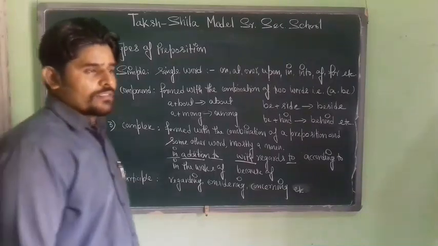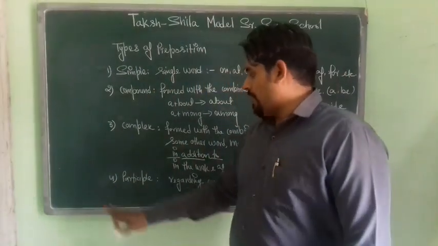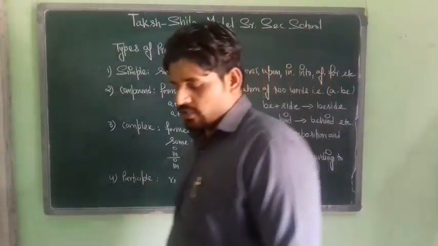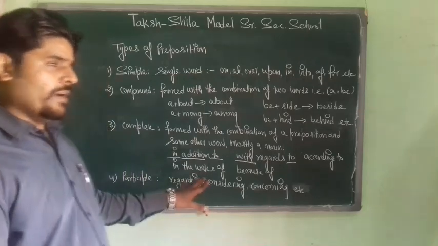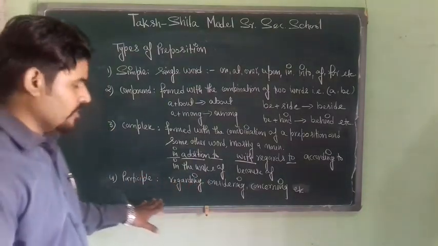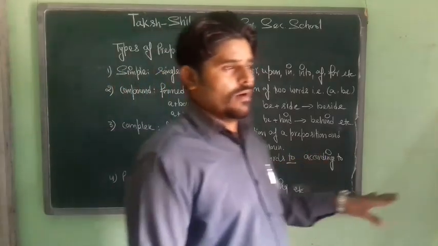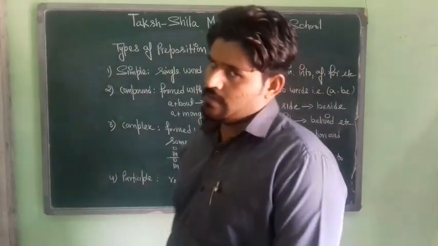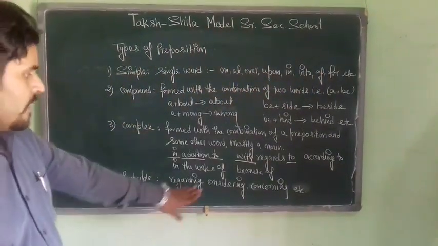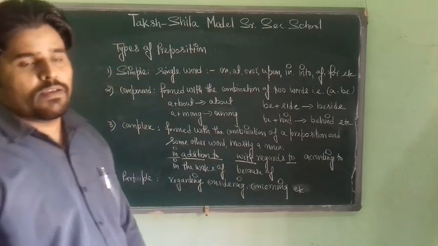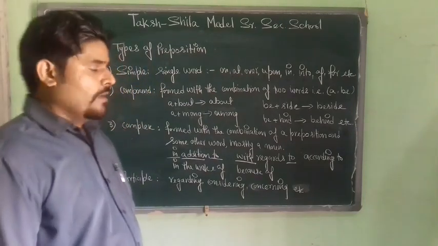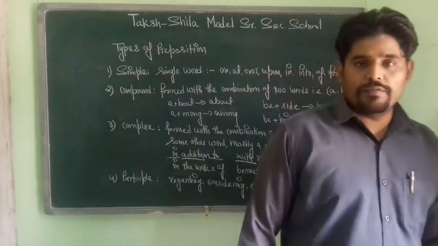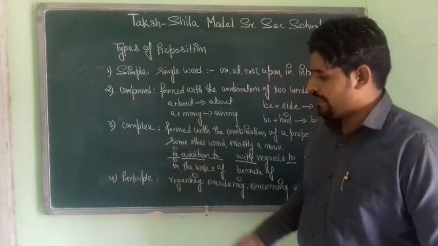Then we have the last type of preposition, which is called a participle preposition. They are called participle prepositions because it is a participle form of a verb, and it does the action of a preposition. How does it actually do the action of a preposition? Because it is used before a noun. For example, we have regarding, considering, concerning, right? Sometimes barring as well. So here regarding is a word which can be used as a preposition. Let me just tell you an example.